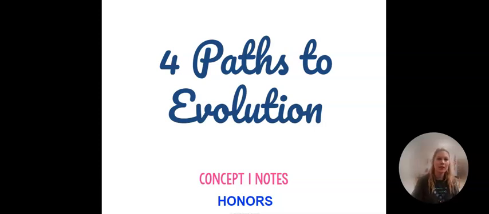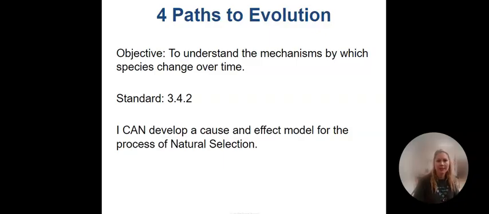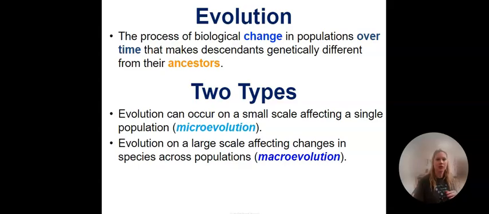In this lesson, we are going to talk about the 4 paths to evolution. So our objective for this lesson is to be able to understand the mechanisms by which species change over time. And by the end of this lesson, you should be able to develop a cause and effect model for the process of natural selection.